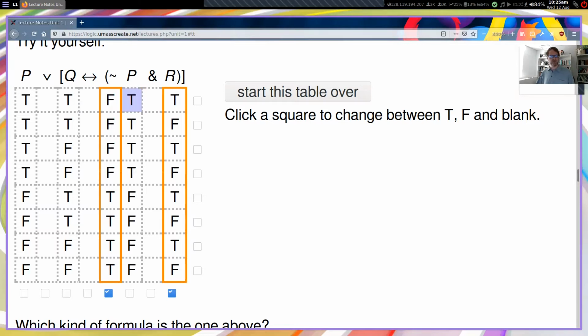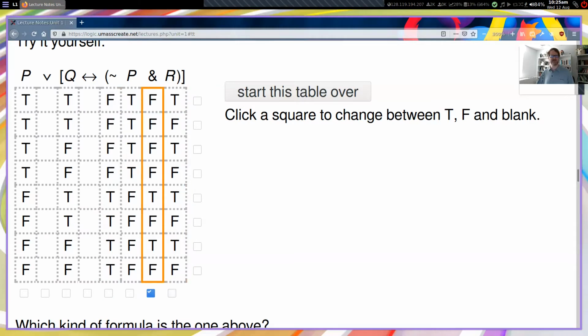So false and true is false. False and false is false. False and true is false. False and false is false. True and true, though, is true. True and false is false. True and true is true. True and false is false. So that represents the truth or falsity of the whole ampersand statement.